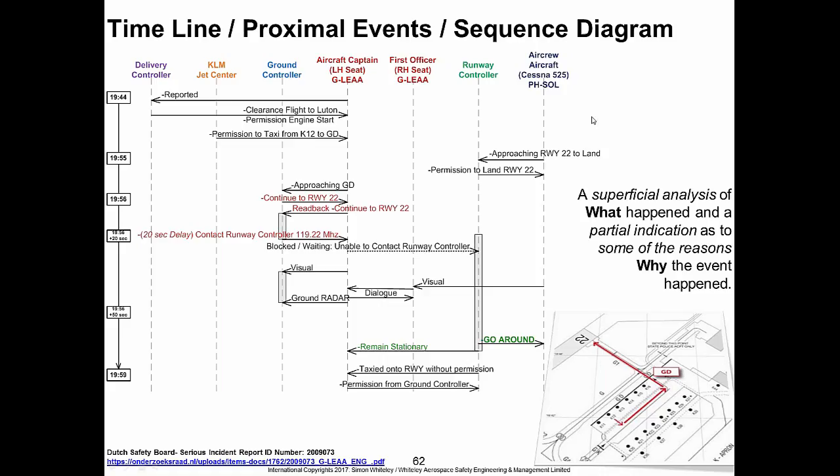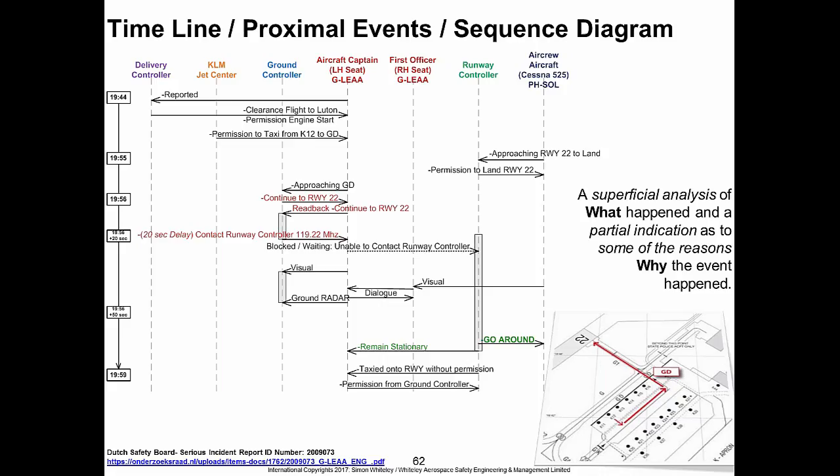Then the aircraft PH-SOL, they were on approach to runway 22 to land. They contacted the runway controller, the tower controller, and that runway controller granted them permission to land on runway 22. Then G-Lear's captain got back in touch with the ground controller and said that they were approaching the Golf Delta point, and the ground controller issued the non-standard phraseology instruction to continue to runway 22, which is what the aircraft captain of G-Lear read back.